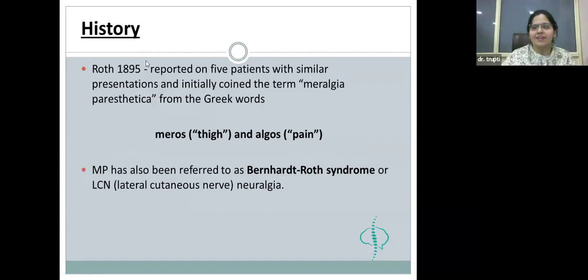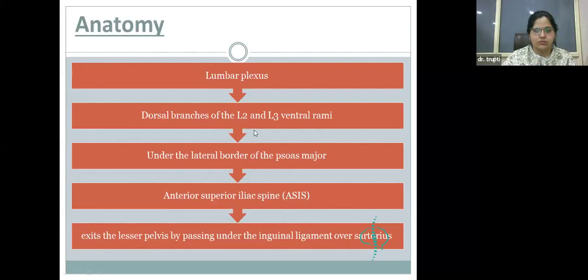In 1895, Roth reported 5 patients with similar presentation, and he coined the term Meralgia Paresthetica. Meralgia is a Greek term. Meros means thigh and algos means pain. So he was the one who named this condition Meralgia Paresthetica. This condition is also known as Bernhardt-Roth Syndrome or lateral cutaneous nerve neuralgia.